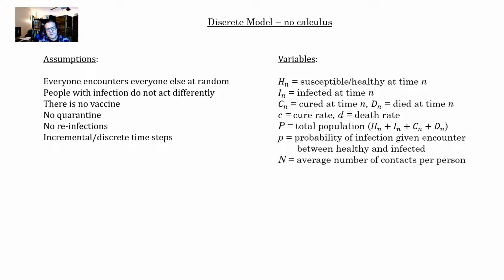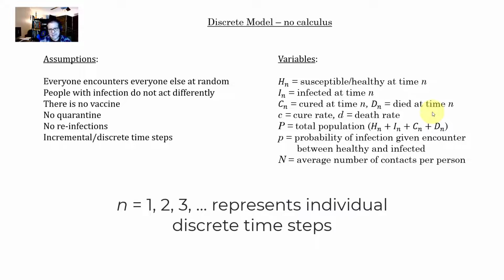And some of the variables that I'll work with are represented here. H sub n is the number of susceptible or healthy people at time n. I sub n will represent the number of infected people at time n. C sub n is the number that are cured. D sub n is the number that have died at time n. N will be time 0, time 1, 2, 3, equal steps of time. N equal 1, N equal 2, N equal 3, and so on.